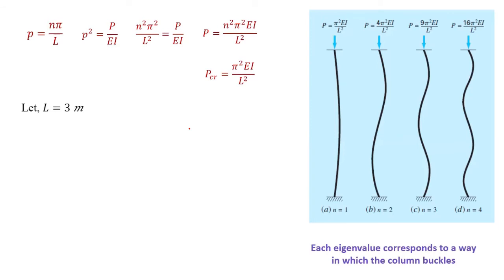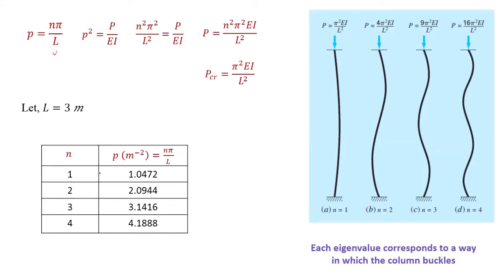Now let the length of this column be 3 meters. Then by substituting L equal to 3 here and by varying n equal to 1, 2, 3, 4, we will get 4 different eigenvalues. So these are the 4 different eigenvalues corresponding to these 4 different shapes. Right, so these are our analytical values of eigenvalues.